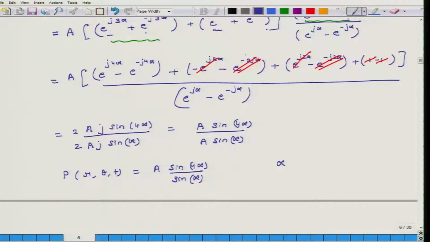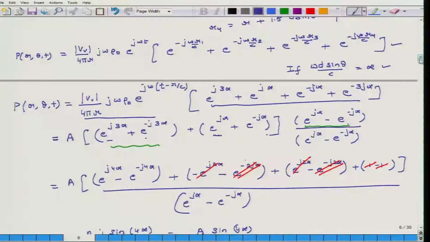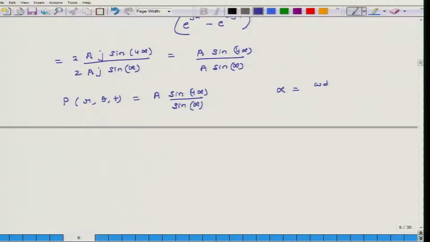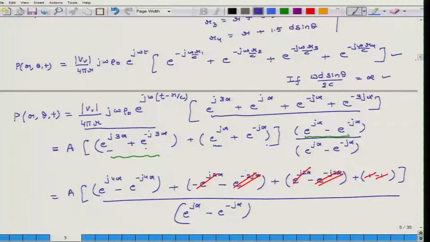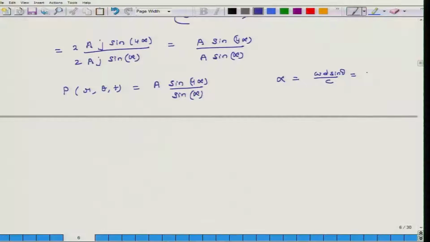And what is alpha? Here alpha equals, as we had defined earlier, omega d sin theta over 2c, and if you replace omega by 2 pi f, then this becomes pi d sin theta over lambda. So, that is the definition of alpha, and in this expression a should not have been in the denominator, that was by error. So, that is the expression.